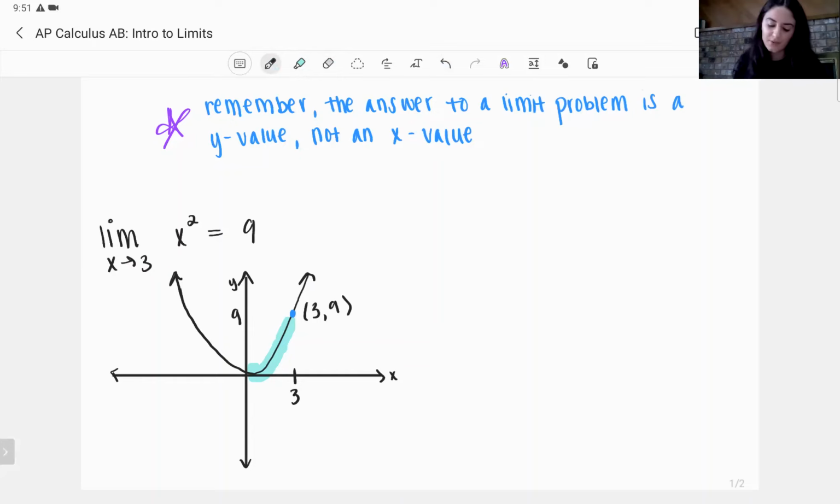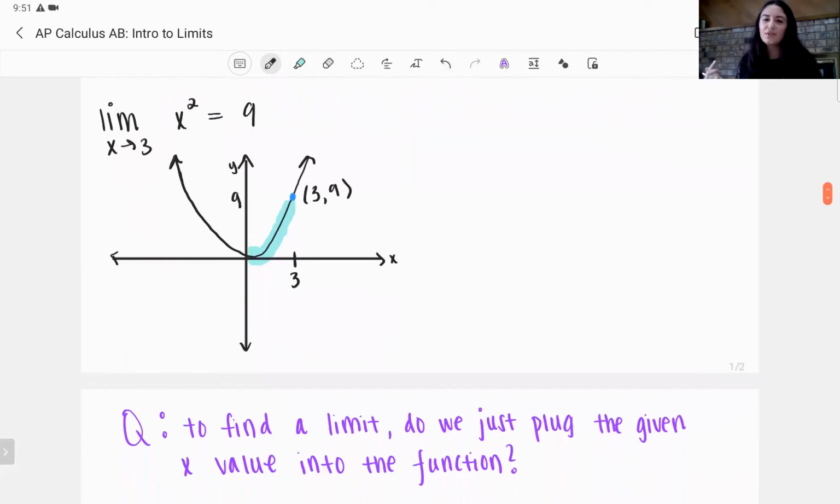So now you might be wondering, to find a limit, do we just plug the given x value into our function? Because, you could. That kind of seems like what I did up here, right? Our given x value is 3. If you plug 3 into the function x squared, you get 9. And that was the answer to our limit. So it kind of looks like, in order to calculate a limit, we just plug the x value they give us into the function, and that's our answer. And that's a reasonable thing to think, but there can be some situations where that doesn't quite work.